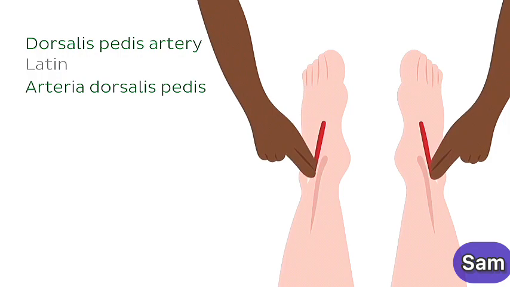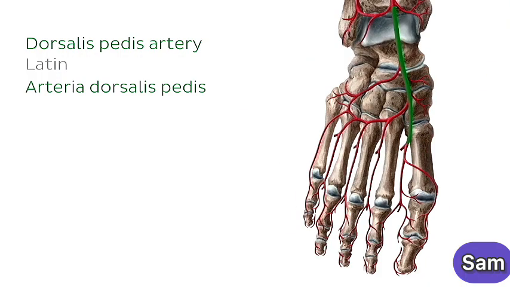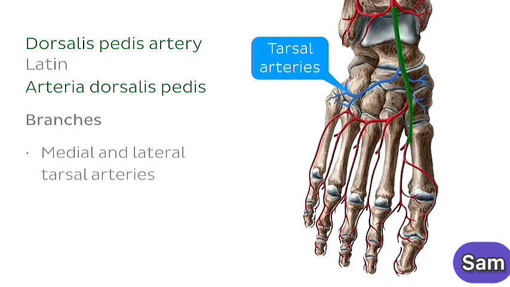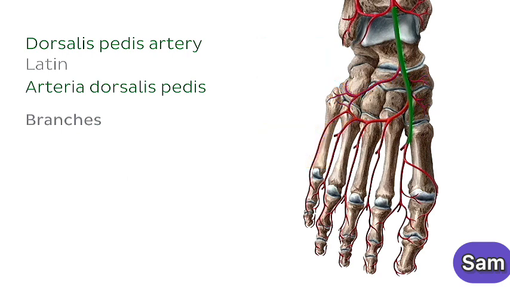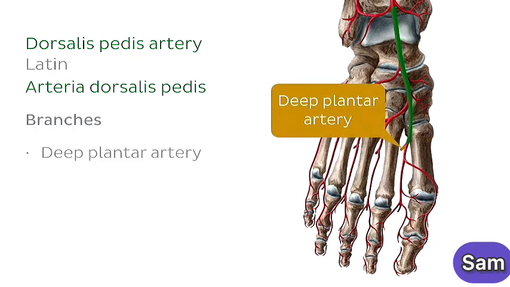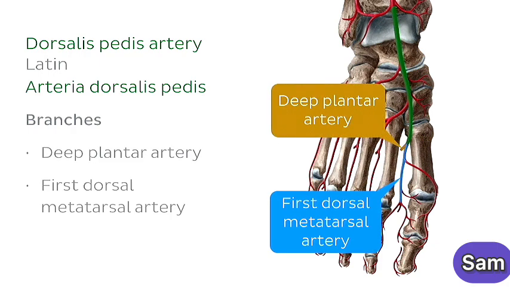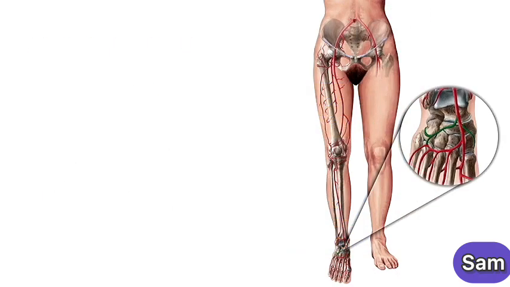The dorsalis pedis artery gives off several branches: the medial and lateral tarsal arteries, the arcuate artery, before finally terminating as the deep plantar artery, and the first dorsal metatarsal artery. Let's take a quick look at each of these branches now.